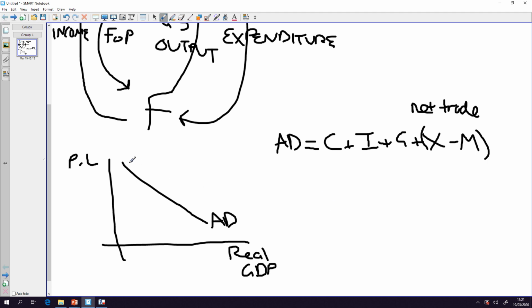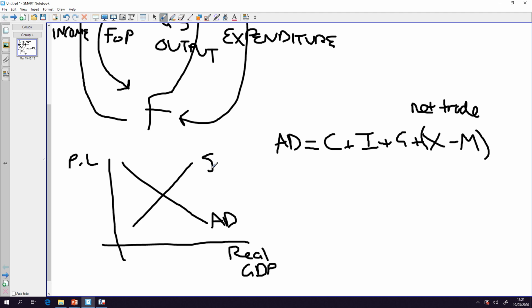Now, an aggregate demand curve is downward sloping because as price levels fall, there'll be growing demand for UK goods and services. If price levels increase, well, then there will be a fall in demand for UK goods and services. And that's the same idea as extensions and contractions in demand from theme one.